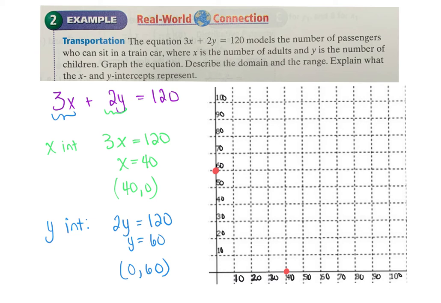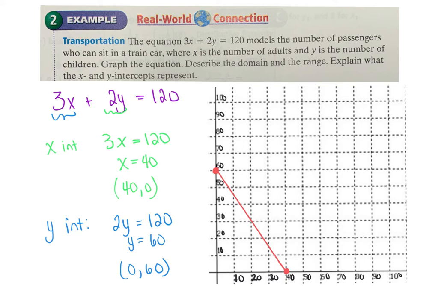Now, what do you notice about the quadrants here? What am I missing? This is not a full coordinate plane. It's just one quadrant. Why do you think that is? My x and y's represent people. I can't have negative people. That doesn't make sense. Okay, so in this word problem, there's no need to graph it past the first quadrant.